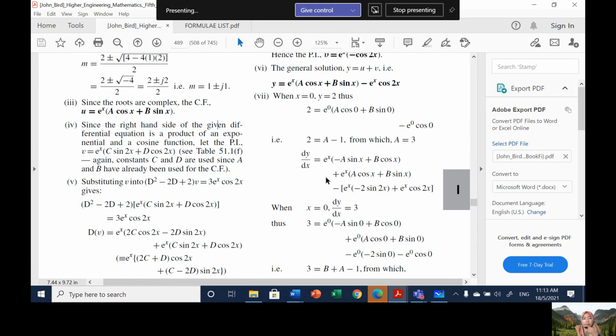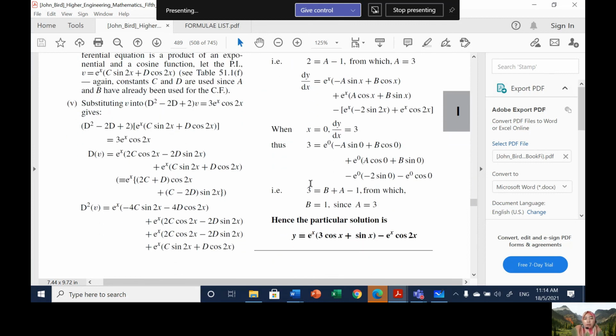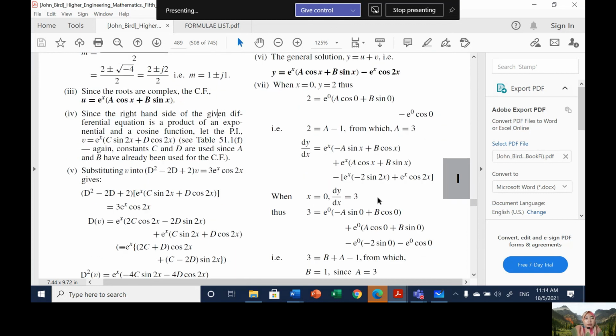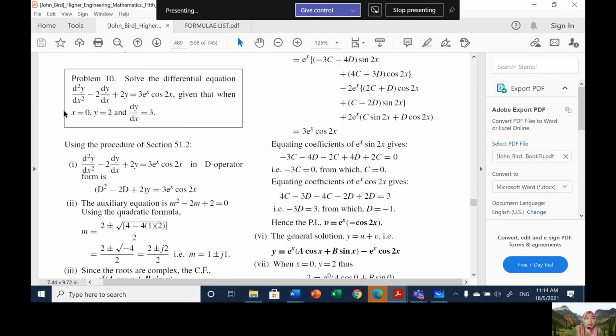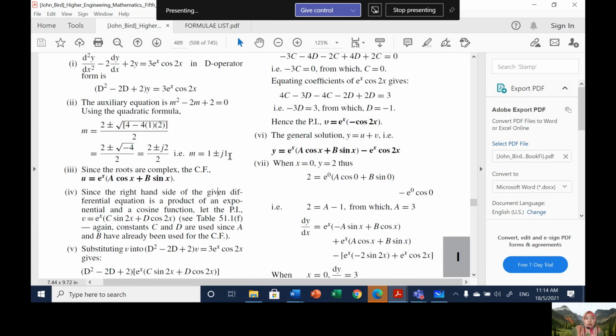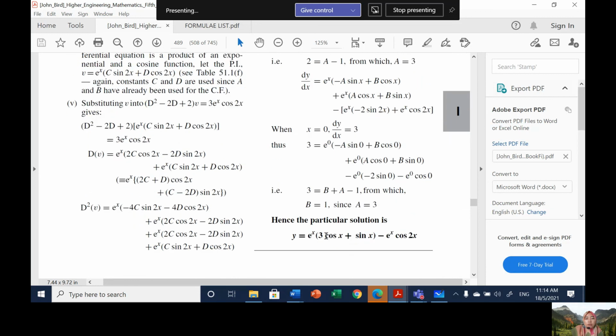So there will be similar steps. Since in the equation of problem number 9, the boundary condition is given, after you find the general solution, you need to proceed by substituting these values, x equal to 0, y equal to 2, and y divided by x equal to 3. So in the final answer, you must have constant values for all constant symbols.